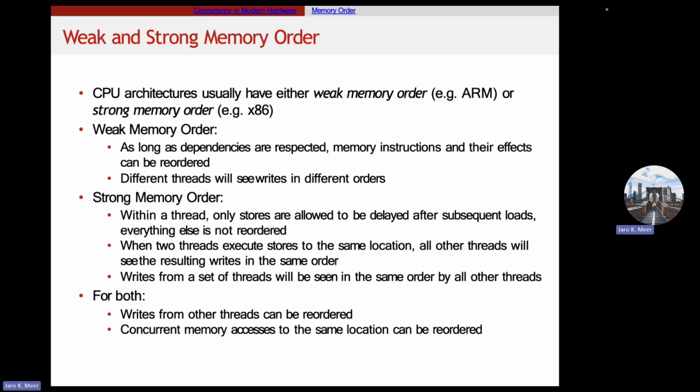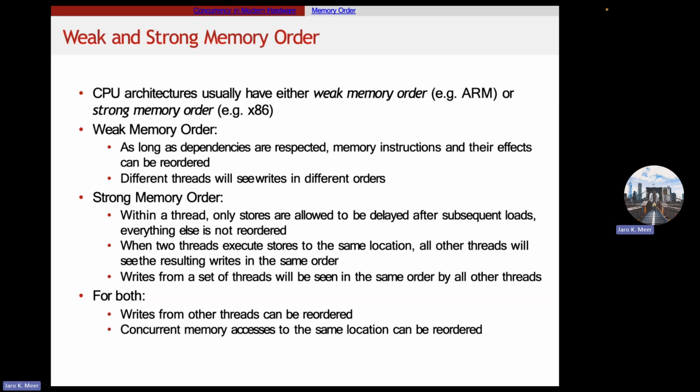And it also includes explicit memory barriers, because we use memory barriers or fences to enforce specific ordering when needed. These barriers prevent certain types of reordering to ensure data consistency. So this is all about the weak and strong memory orders.